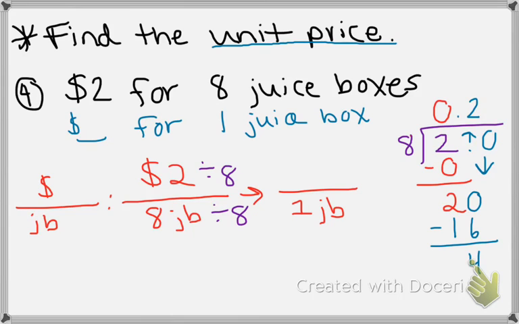Okay, again, we have to bring down another 0, because we want to at least go 3 numbers after the decimal point in this case, because we're dealing with money. But again, look at this. 8 goes into 40 5 times, evenly. Okay, so 8 times 5 is 40. So we have no remainder. So in this case, we don't need another number. So this actually went in evenly. So for one juice box, it cost 25 cents.